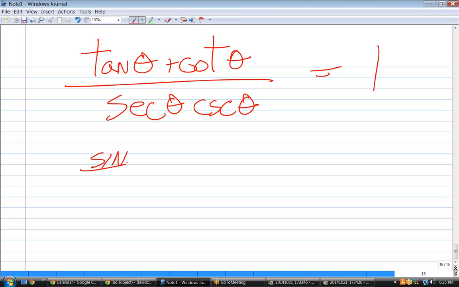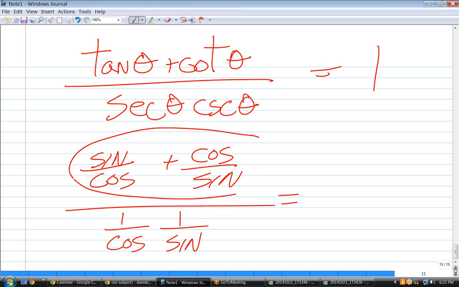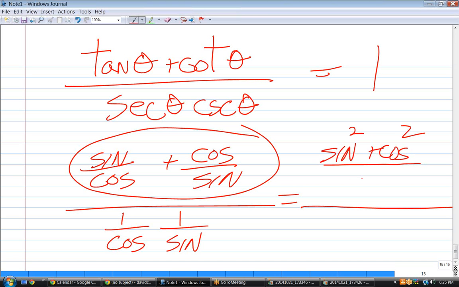So we have sine over cosine for the tangent, plus cosine over sine for the cotangent, all divided by 1 over cosine times 1 over sine. Okay, let's operate on the numerator. What's that equal to? Sine squared plus cosine squared over cosine sine. Good.